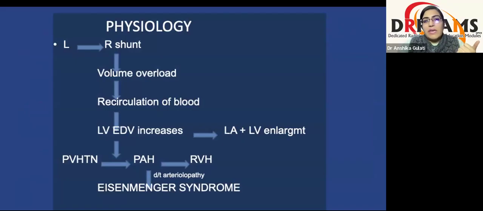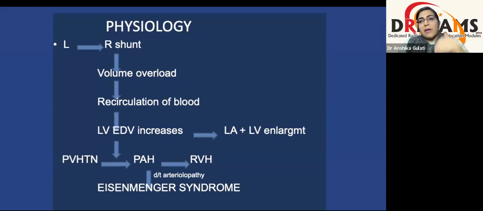The physiology of VSD is that there is a large defect in the interventricular septum, and the left ventricle has to deliver blood to the systemic circulation, the aorta, and also to the right side of the heart, because there is reduced pressure on the right side. So now there is a huge volume overload in the left ventricle, which has to supply blood to both sides. Ultimately, the end diastolic pressure of the left ventricle will increase, leading to enlargement of the left atrium as well, and then back pressure to the pulmonary veins and increased blood flow to the pulmonary arteries. So there will be pulmonary plethora along with left-sided cardiomegaly.